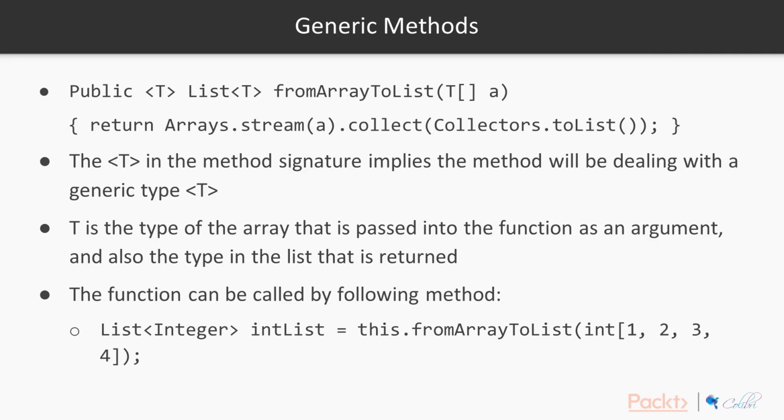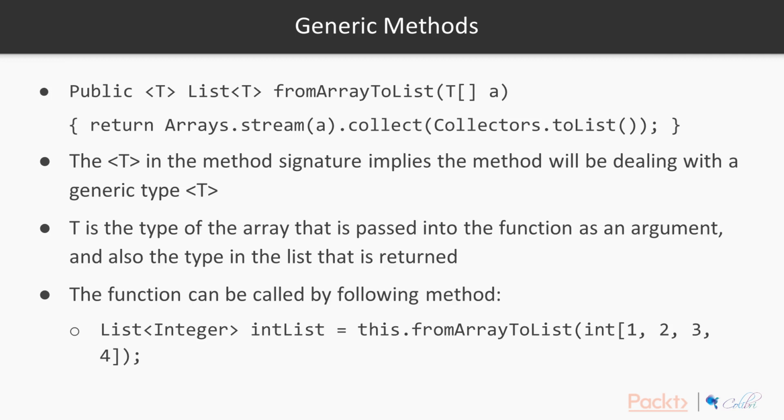So let's take a look at the syntax for one of those. Let's imagine we wanted to create a generic method that converted an array of something to a list of something else. We specify the type parameter at the beginning, T. So we're going to return a List<T> from an array of T. Imagine we had an array of strings and we wanted to convert it to a list of strings. When we call this, T would be String. So List<String> would be the return type, and the parameter type would be a String array. All this does is stream that array and collect it as a list.